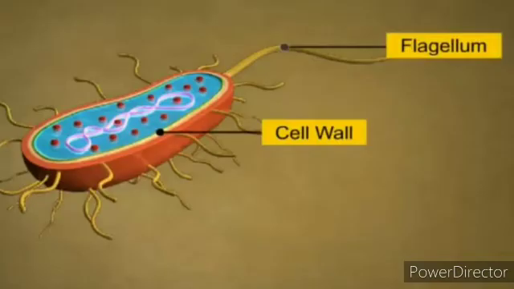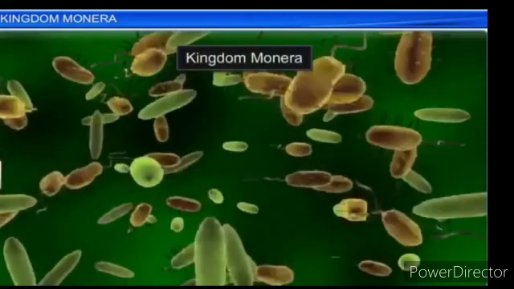Bacteria are the sole members, the basic members, of the kingdom Monera. The members of the kingdom Monera are known as the Monerians. They are the most abundant microorganisms. Bacteria occur almost everywhere. Hundreds of bacteria are present in a handful of soil.